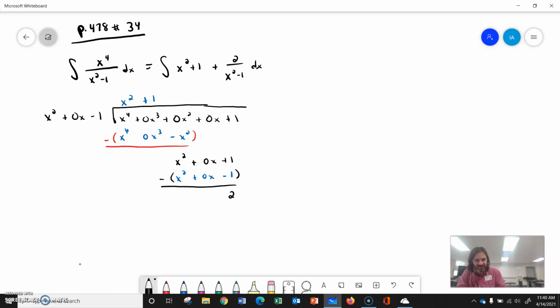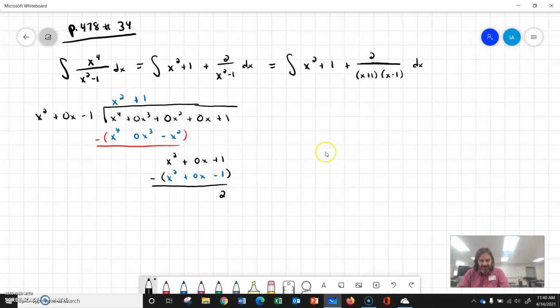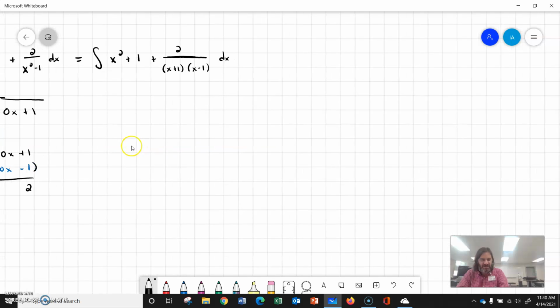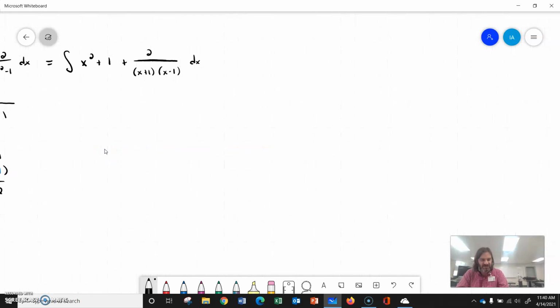Now one thing we want to do, we now have a proper fraction we're going to work with. We don't want to lose this x squared plus 1. That's going to be easy to deal with. But let's go ahead and factor this. So we've got x squared plus 1 plus 2 over x plus 1, x minus 1. And wait a second. No, we're okay. So we're going to break this down in just a moment. So let's take that guy and work on the partial fraction part, okay?